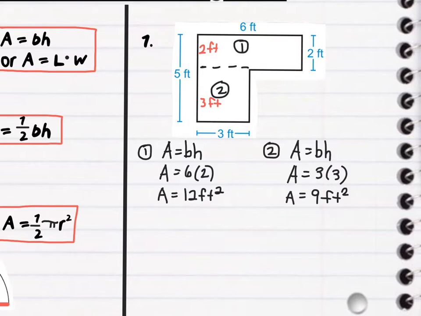Now to find the total area of this composite figure, we're going to add the 2 rectangles together. So then our answer is going to look like this, and I use this here, A sub T. This is a letter T, stands for the total area. It is going to be 12 plus 9, which is 21 feet squared. And you box your answer.